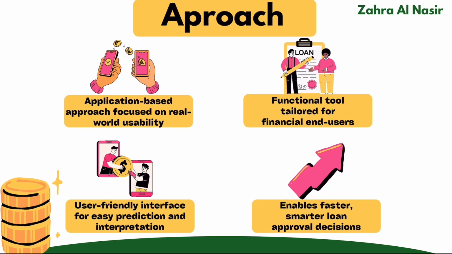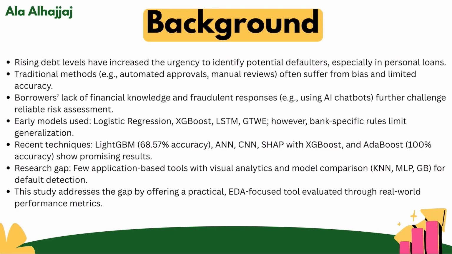For our approach, we're going to use three machine learning models, which are KNN, gradient boosting, and multi-layer perceptron. Then we made a simple and easy interface so loan officers can quickly see who's at risk and make better decisions. So the approach is an application-based approach focused on real-world usability, a functional tool tailored for financial end users, and a user-friendly interface for easy prediction and interpretation, which enables faster and smarter loan approval decisions.